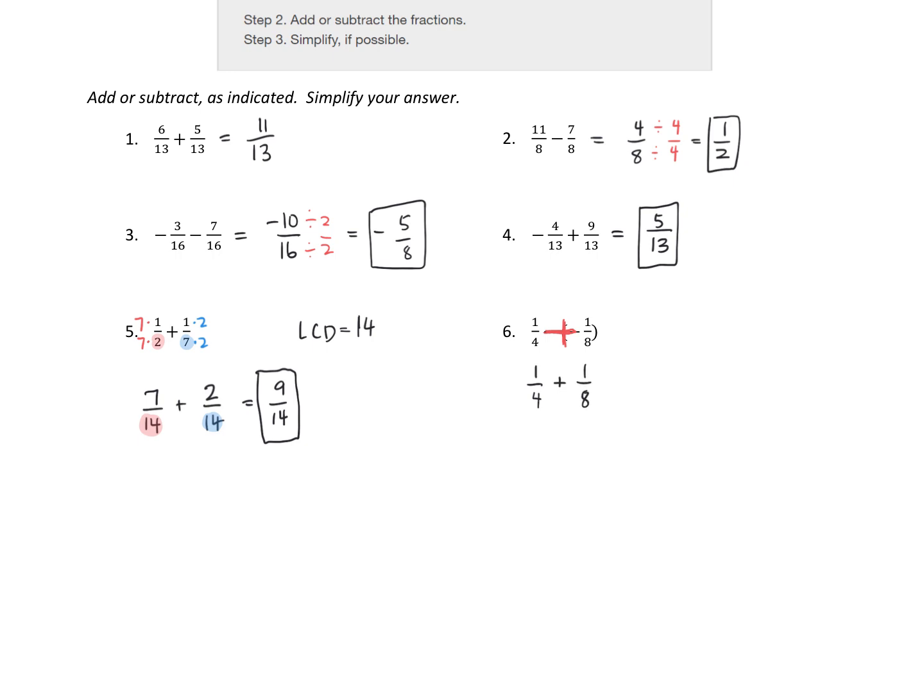Now I can look at my denominators. I don't have a common denominator, so I have to do that first. If you don't see what the least common denominator is, you can make a factor tree to find your prime factorizations and get the least common denominator. If you don't care if it's the least, you just want a common denominator, you can always just multiply the two denominators together. So if you really don't know how to find the LCD, just do 4 times 8.